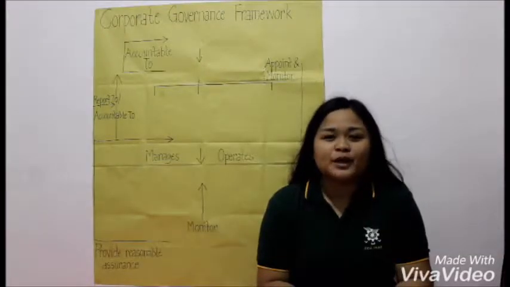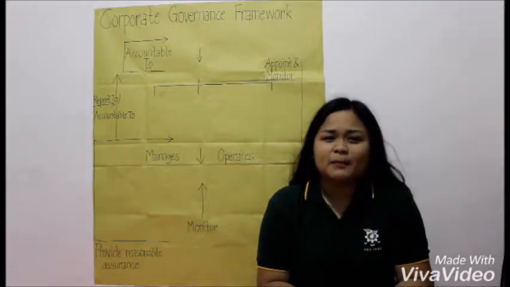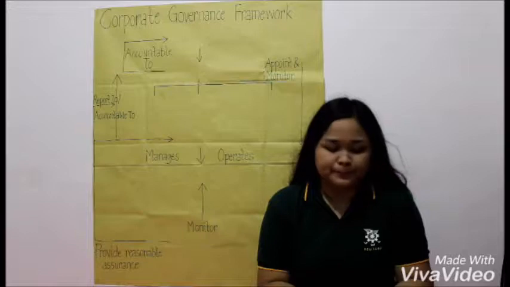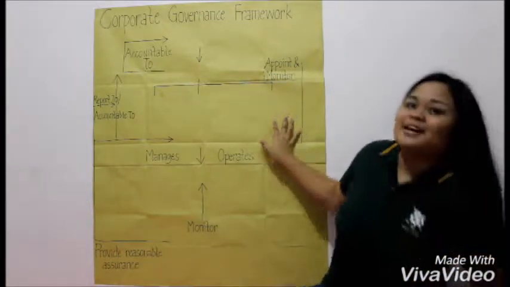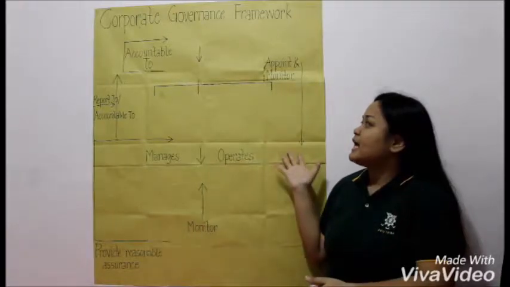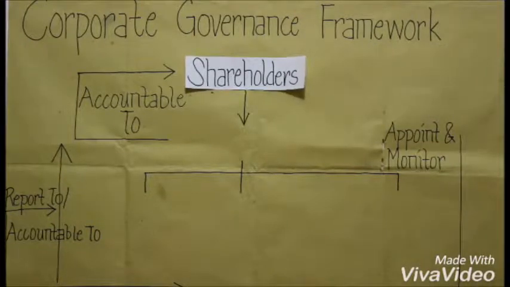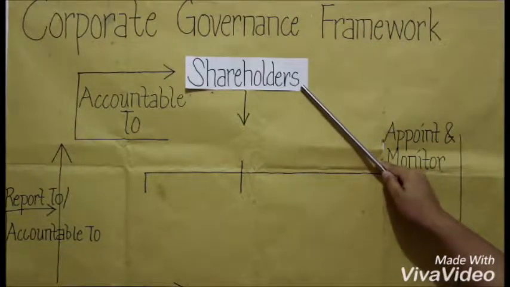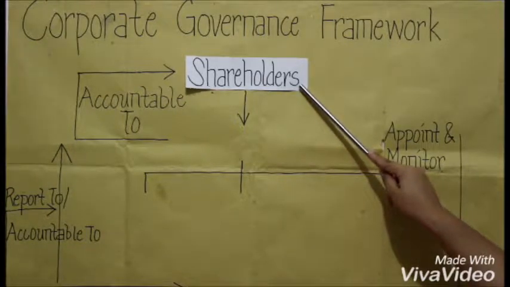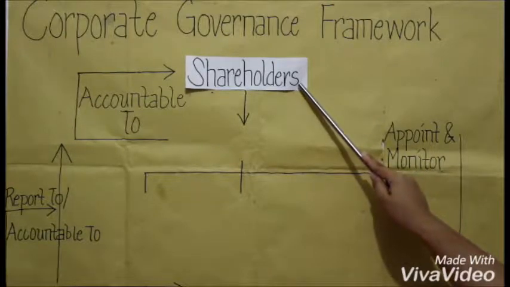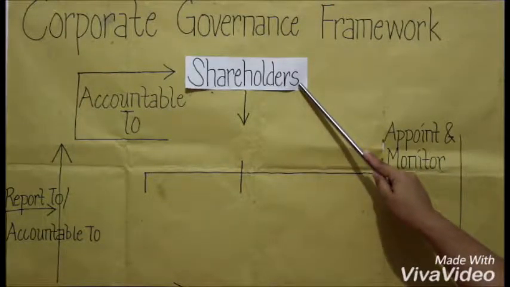Now that we already know what corporate governance is, let's talk about the key players involved in governing the firm. So I have here with me the corporate governance framework, and I will discuss it to you guys one by one. So the topmost part of the framework belongs to the shareholders, as they are the owners of the corporation. They have ownership rights in the shares of corporate stock. Normally, they do not have any rights to be involved directly in the company management. Their connection to the company is typically via the board of directors.